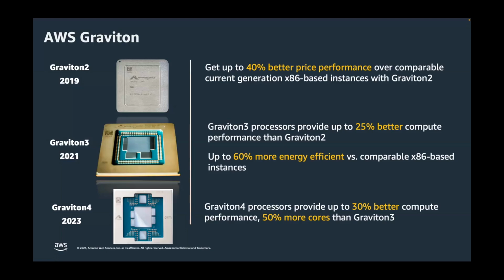And they are also more energy efficient. With Graviton 3, it's 60% more energy efficient than the comparable x86 instances. And that's how we can lower the cost, right? By using less electricity in the data center, we are able to pass the cost savings back to customers like yourself. We just GA'd Graviton 4 last week, and it provides 30% better performance and also 50% more cores than Graviton 3. With every generation, we are trying to bring at least 25% more performance improvement.